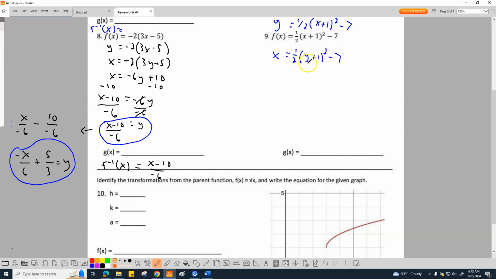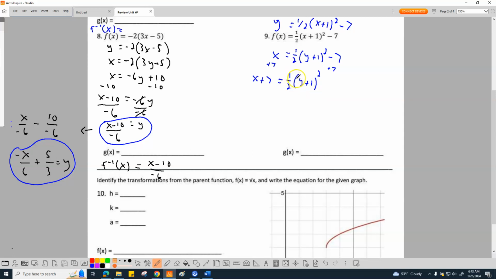Now you have to solve for y, and it's a little tricky to do that. So the first thing we're going to do is move our 7 over, y'all. We're going to move it over to both sides, and I have x plus 7 equals 1/2 times y plus 1 squared.